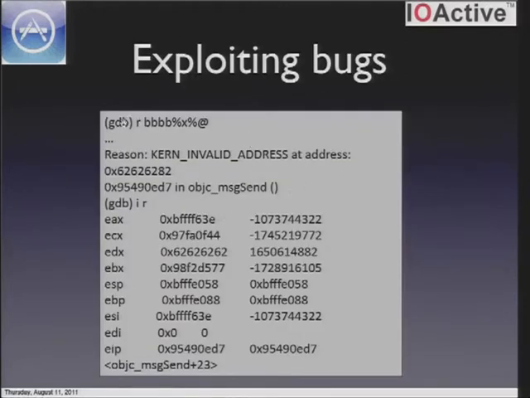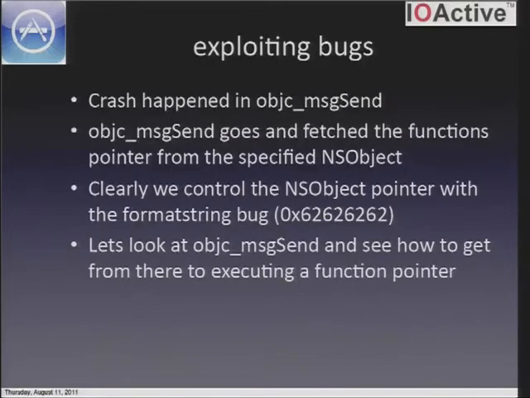So if you run that in GDB, with the first 4 bytes as B, B, B, B, and then %x to pop data from the stack, and then %@, it crashes, and what you see is it crashes on the address 0x62626282, which is pretty close to B, B, B, B. So clearly it popped this pointer from the stack, and it's trying to reference it, and it's dying right there. And it's dying in this function called objc_msgSend+23. It's trying to use an NS object pointer from the stack. So let's see what objc_msgSend does, how it handles this data, and how we can get code execution from there.